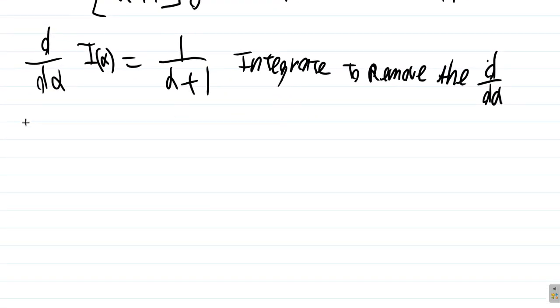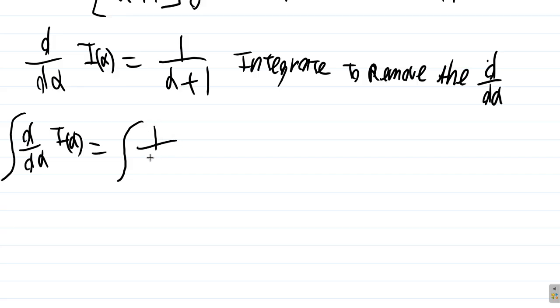So to do that, if you integrate d by d alpha of I of alpha, you have to integrate both sides. Integrate 1 over alpha plus 1 with respect to alpha, because you have to integrate with respect to alpha. Oh, I have to write the d alpha on this side too. So integrate this d alpha is equal to integrate this d alpha. Alright?